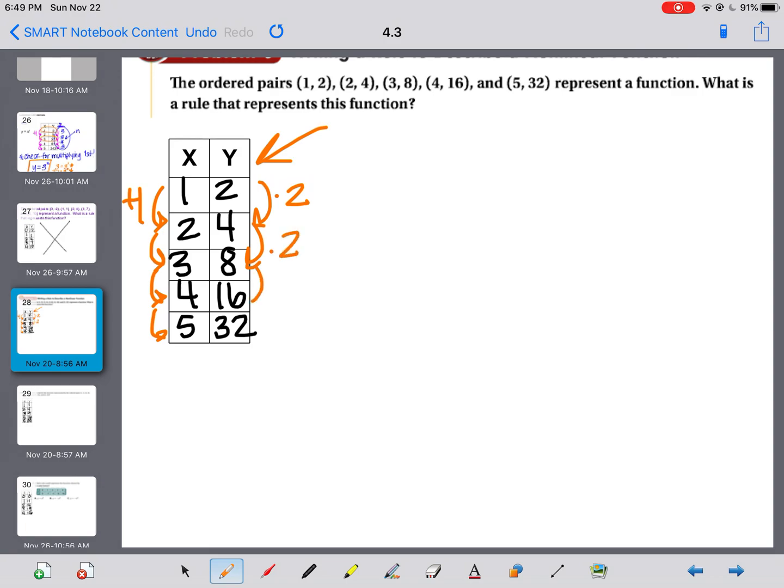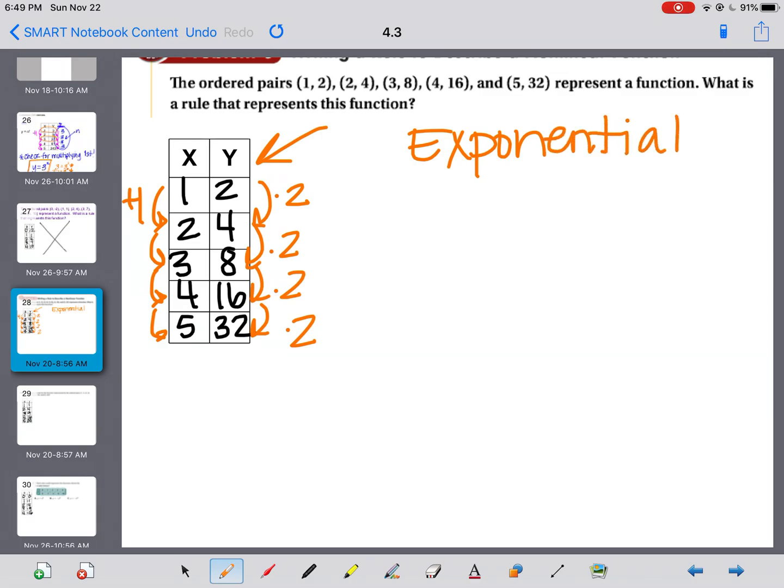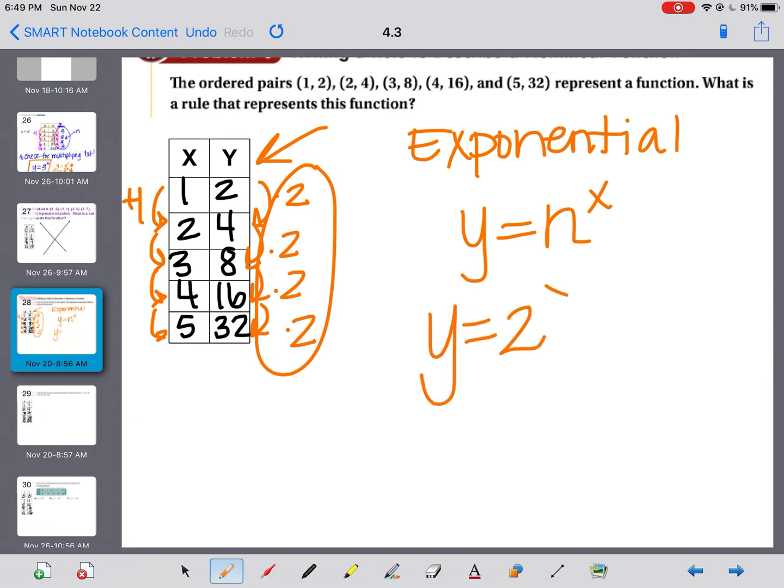Okay, then like usual, we always start by finding the differences. So x's are adding 1. And I'm going to start by looking for multiplication. 2 times 2 is 4. 4 times 2 is 8. 8 times 2 is 16. And 16 times 2 is 32. So I know that this has a multiplying difference, which means that it has to be exponential.